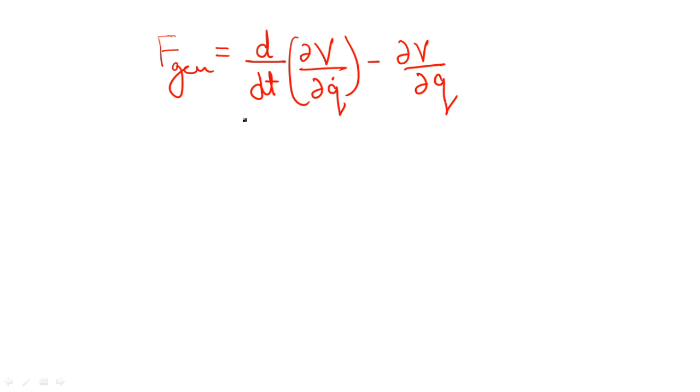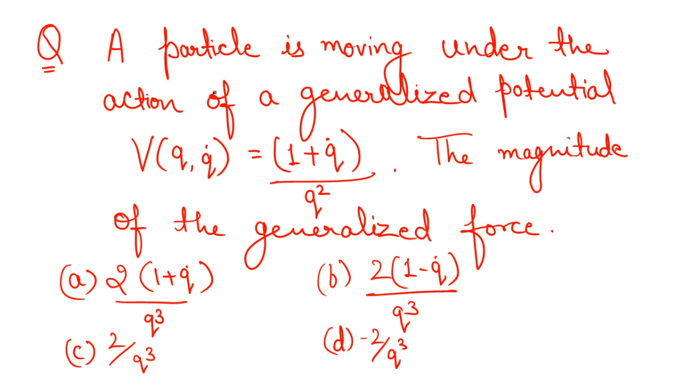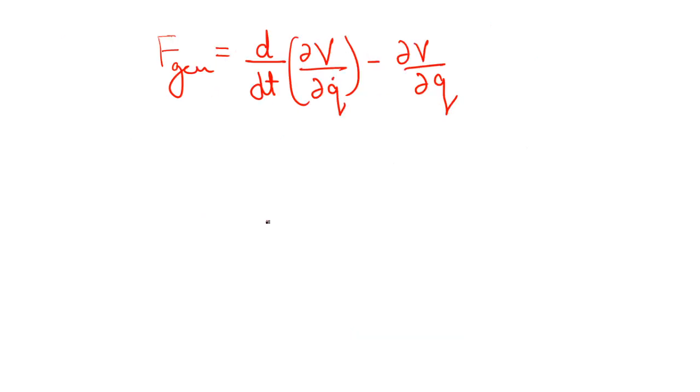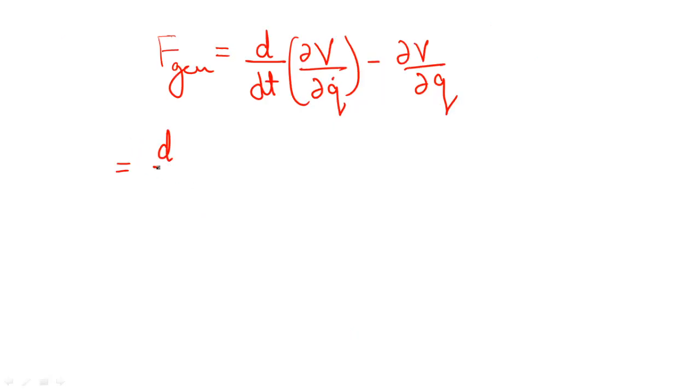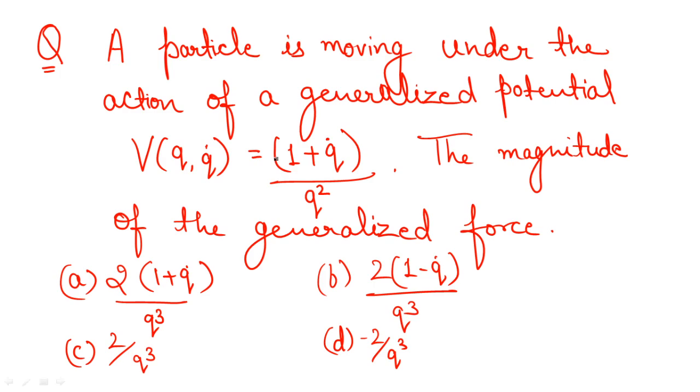When you work on this equation by considering the value of V which is given to you, you will easily be able to get the generalized force answer. So let's work on it and find the right answer according to this formula. For d by dt of del V over del q dot, firstly you need to do the partial differentiation of V with respect to q dot. What you will get is 1 upon q squared. So it's going to be d by dt of 1 upon q squared, minus del V upon del q.